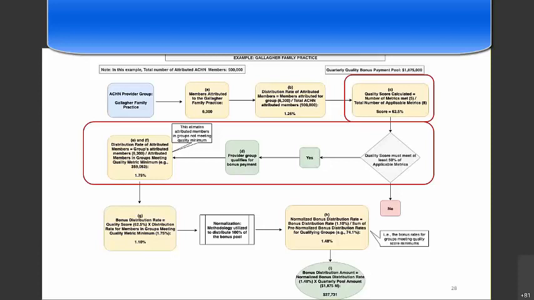In order to qualify for quarterly bonus, the practice must meet at least 50% of applicable metrics. In this case, Gallagher Family Practice met this metric.